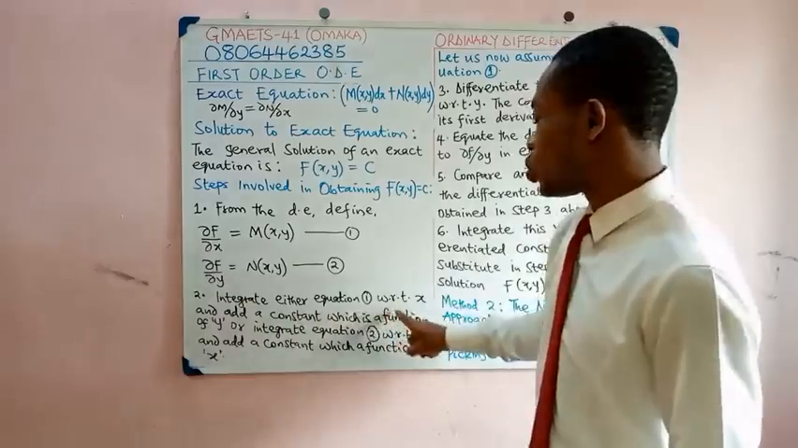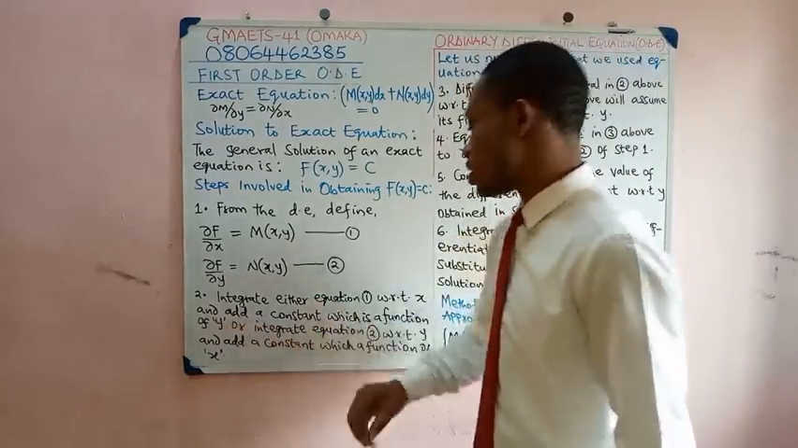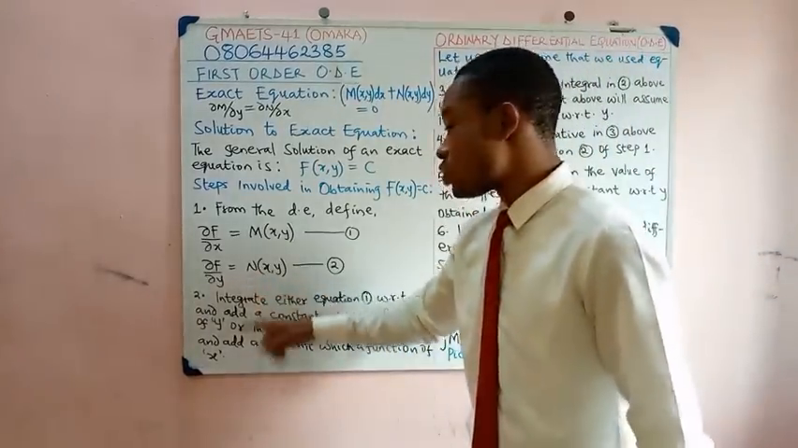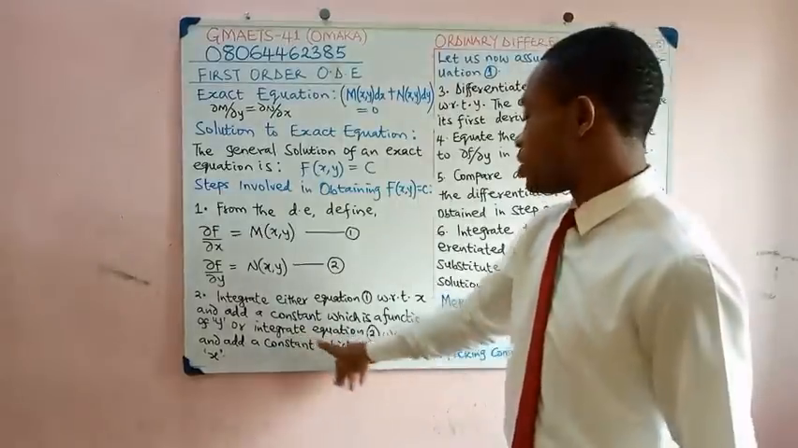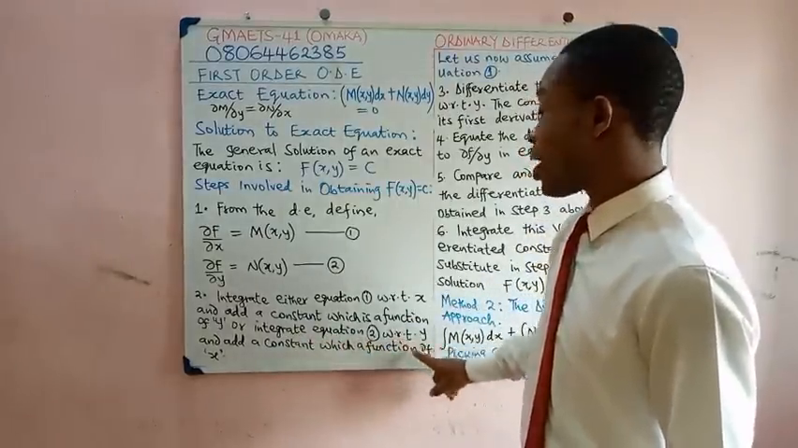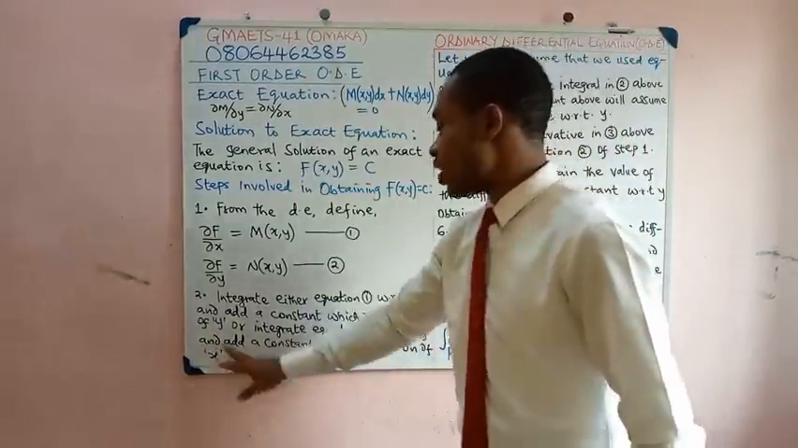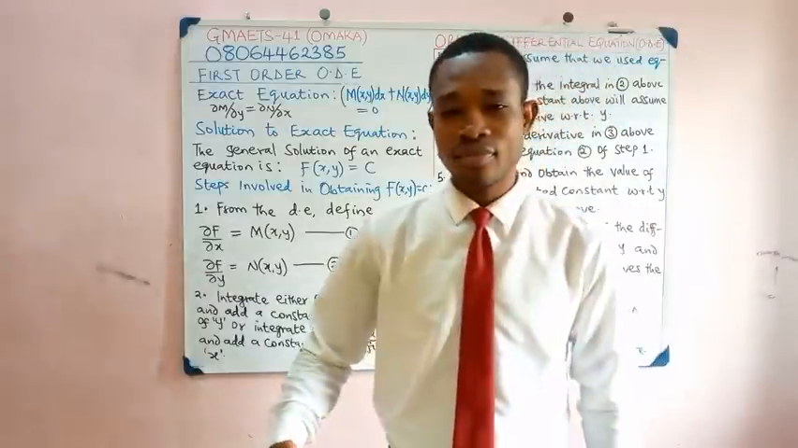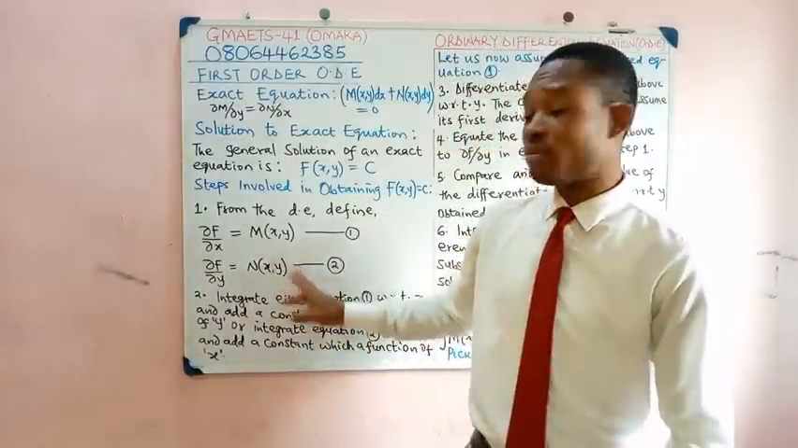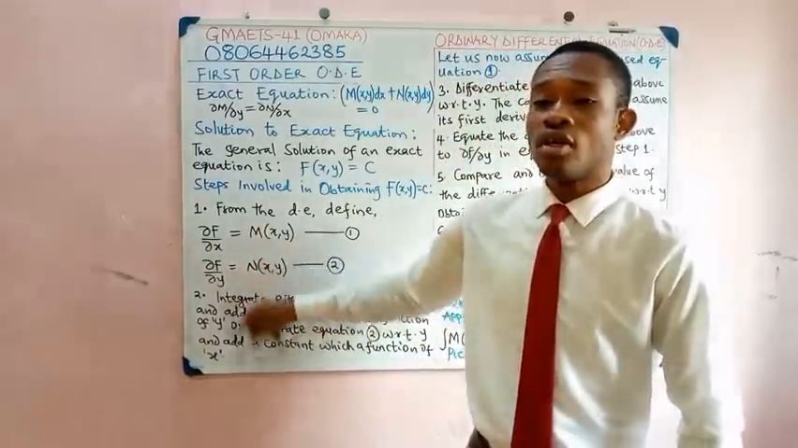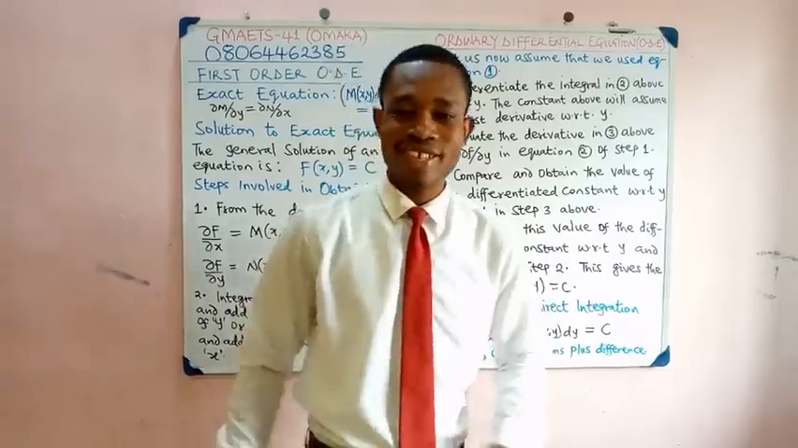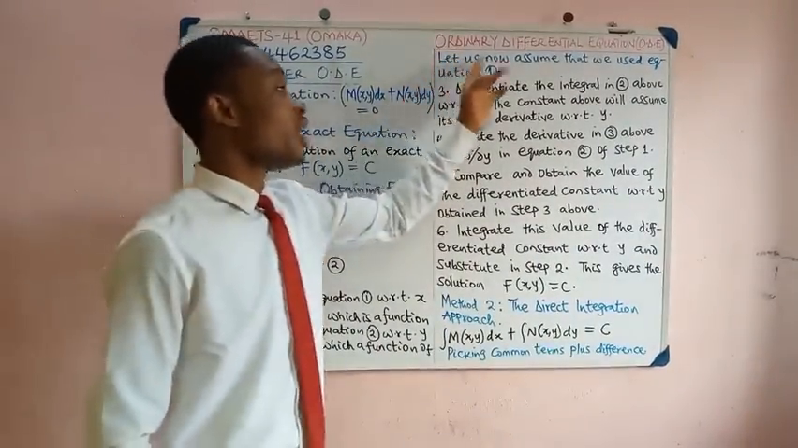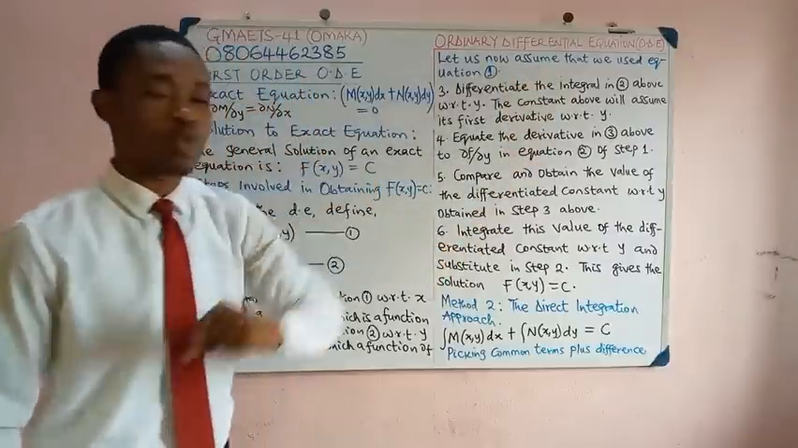Now, in the second step, what do you do? Integrate either equation 1 with respect to x and add a constant which is a function of y. Or, if you decide to use equation 2 to obtain your f of x, y, you integrate equation 2 with respect to y and add a constant which is a function of x. So you see, it's your choice, any one of them. Like I said, we are going to use the first equation, del f over del x, to obtain our f of x, y. That's why I stated here, let us now assume that we used equation 1.